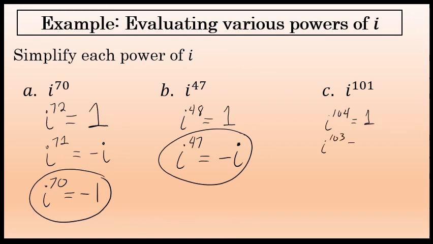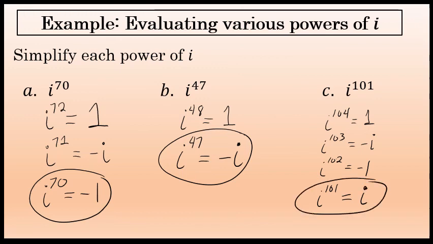i to the 103rd power, this is a number 1 less than a multiple of 4, would simplify to negative i. i to the 102nd power, this is a power that is 2 less than a multiple of 4. That would simplify to the real number, negative 1. And then 101 turns out to be a number that is 3 less than a multiple of 4. i to any power that is 3 less than a multiple of 4, like 101, simplifies to just i. So i to the 101st power simplifies to i.